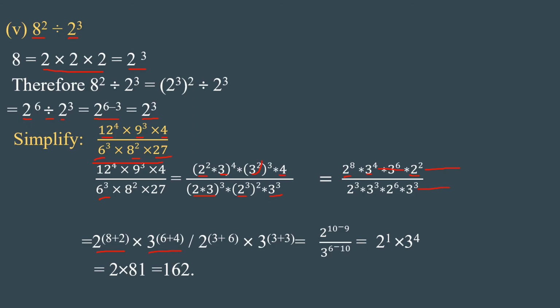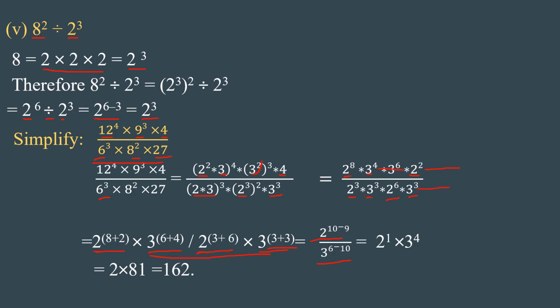When we come to the denominator, 2 is the base and they are multiplying, so their exponents should be added. 2 power 3 plus 6. And here the 3 base and they are multiplying, so their exponents should be added. If we observe in this step, 2 as base are dividing. If they are dividing with the same base, their exponents should be subtracted. So 2 power 10 minus 9 divided by 3 power 6 minus 10.